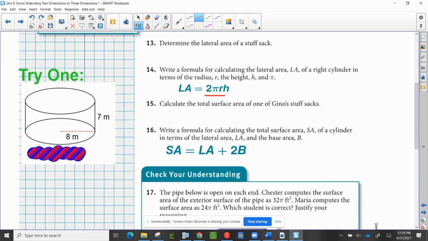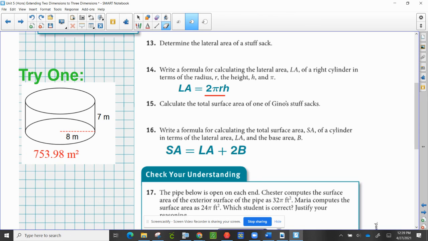Okay, so I gave you a cylinder with a radius of 8 and a distance between the 2 bases of 7. So start by finding your lateral area. Once you have the lateral area, find the total surface area. So that's what I want you guys to find, the total surface area of that cylinder in the picture on the left here.